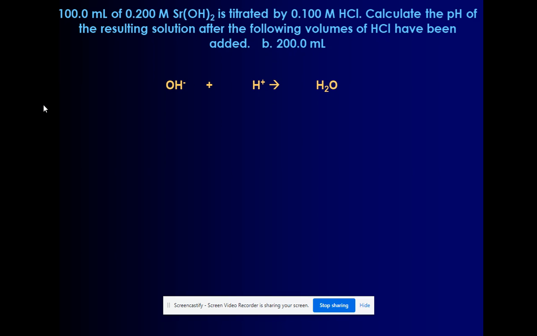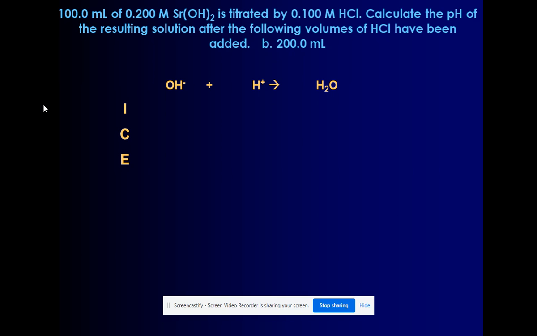So we're going to set up an ICE chart, even though it's not going to be a true equilibrium, just because it's going to make it a little easier to keep track of both the hydroxide and the hydrogen. We need to have moles as opposed to molarity since our concentration will have a different number of particles depending on the volume of that solution present.